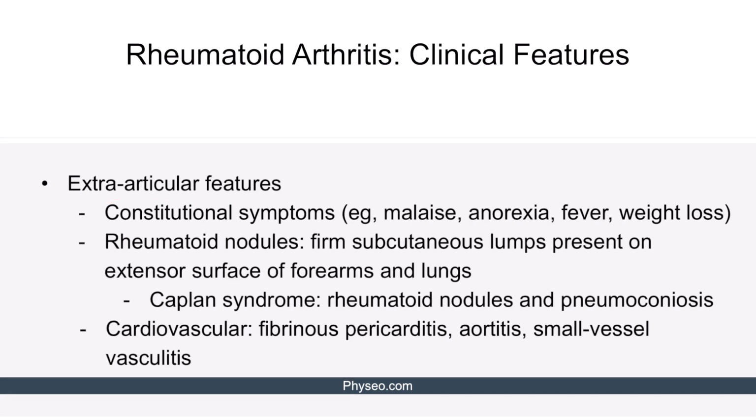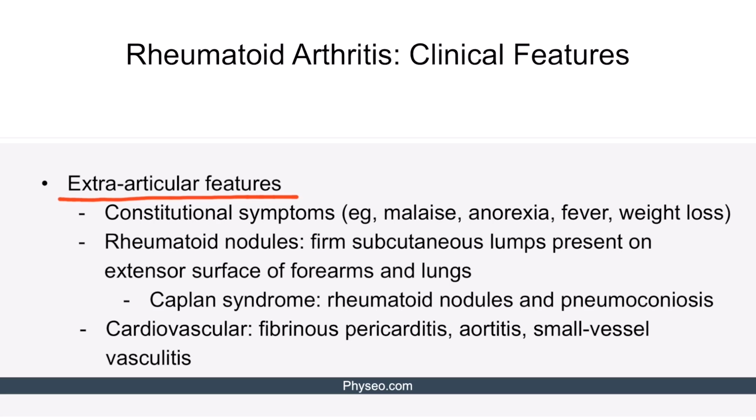Now, let's continue with the extra-articular features. Besides the constitutional symptoms like malaise, anorexia, fever, and weight loss, there are multisystemic symptoms as well. Starting with the cutaneous presentation, rheumatoid nodules are firm subcutaneous lumps which can be present on the extensor surface of forearms and lungs. These nodules, mixed with pneumoconiosis, are called Caplan syndrome.